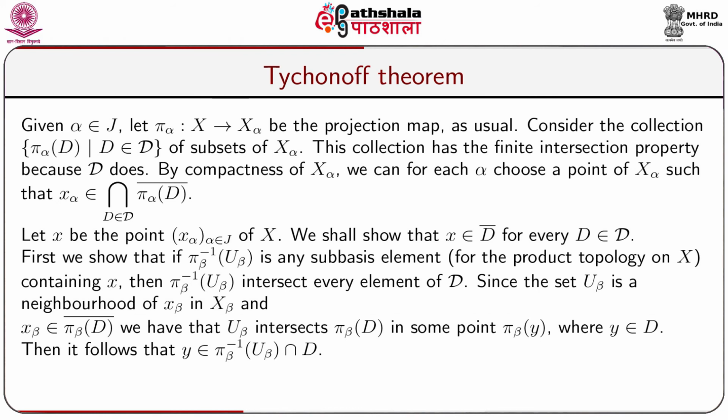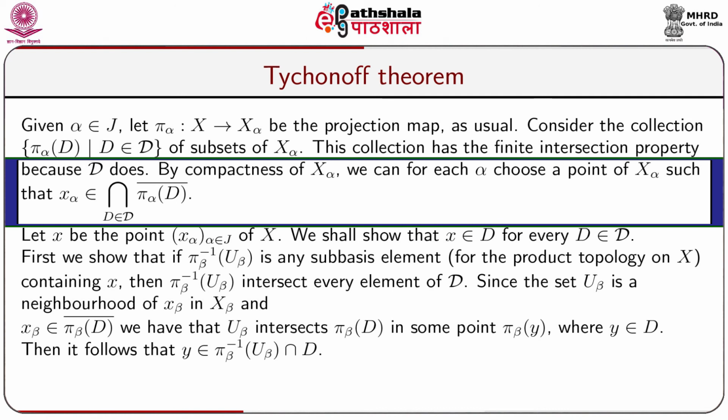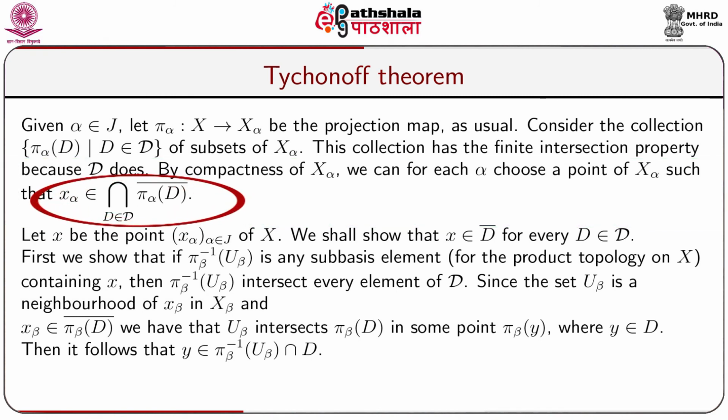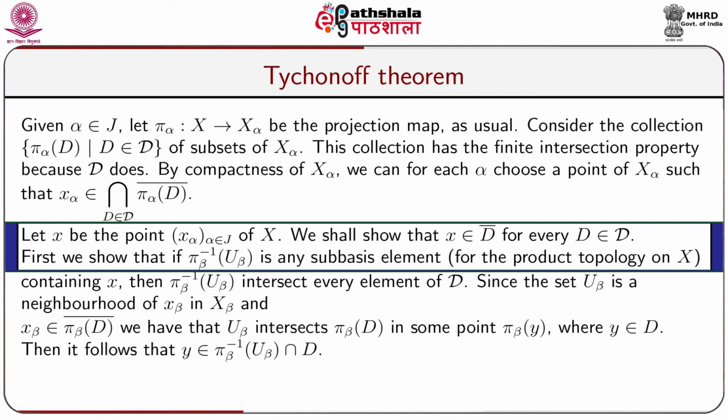Given alpha belonging to J, let pi alpha from X to X alpha be the alpha-th projection map as usual. Now consider the collection pi alpha of D such that D belongs to script D, of subsets of X alpha. This collection also has the finite intersection property as script D has the finite intersection property. Now, by compactness of X alpha, we can for each alpha choose a point x alpha of X alpha such that x alpha belongs to the intersection of pi alpha of D bar, where D runs in script D. Let x be the point x alpha, alpha belongs to J, of capital X.